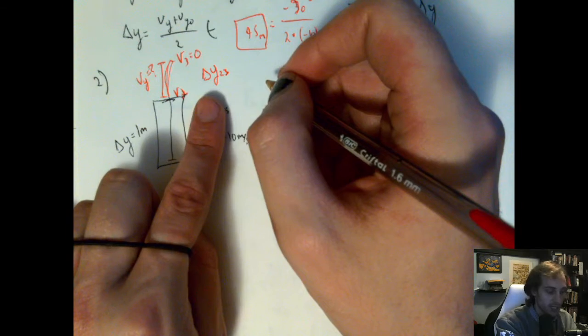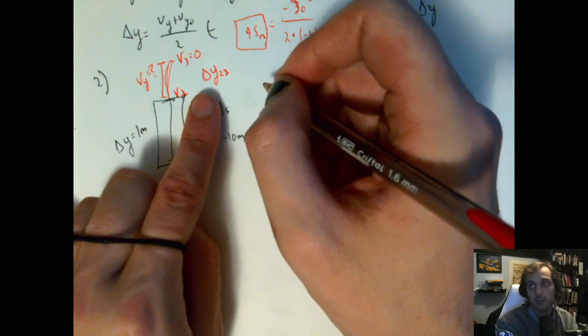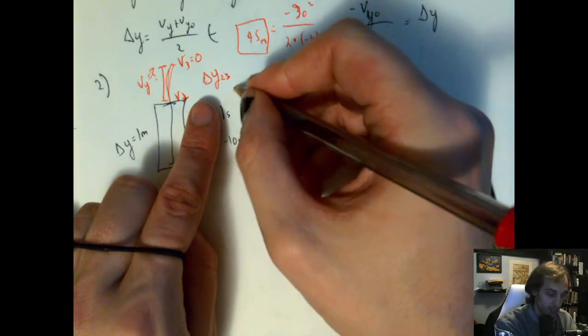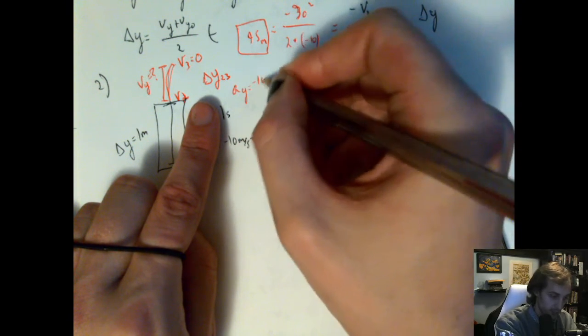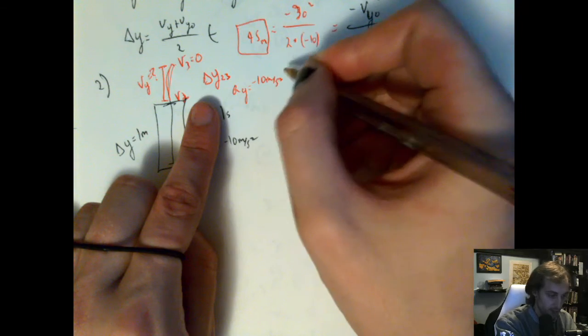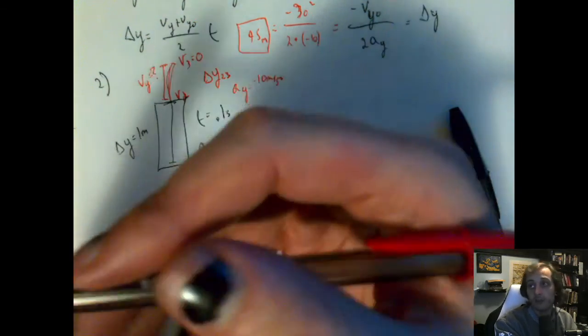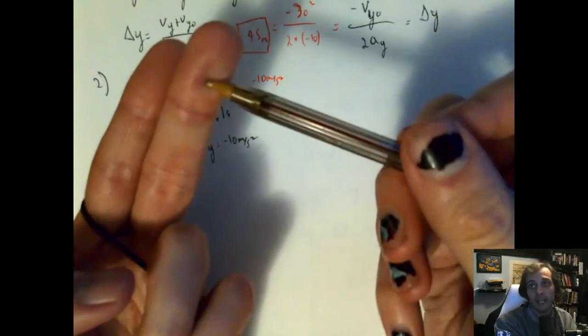If I want to find this, I'm going to need 3 of the variables from the kinematic equations. The problem is I only have 2. I have my acceleration. It's still negative 10 meters per second squared. And I have my final velocity, but I don't have my time. And I don't have my initial velocity.